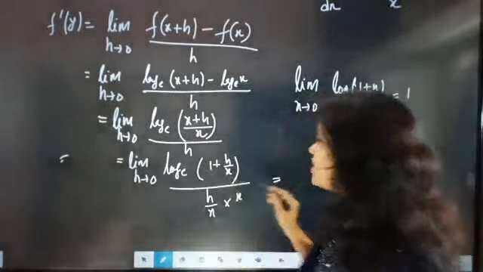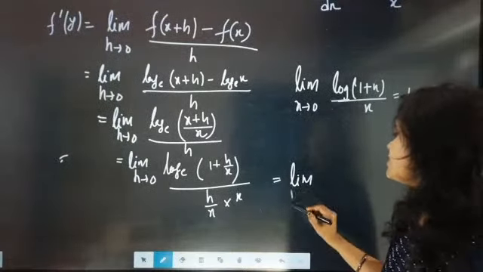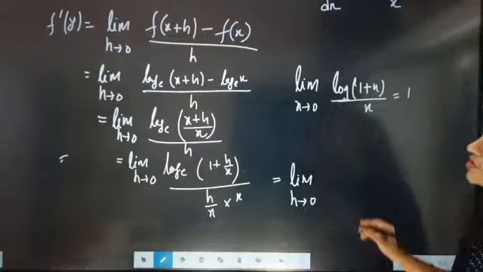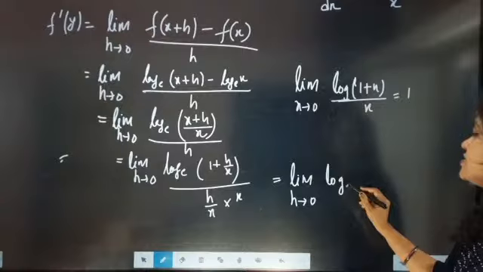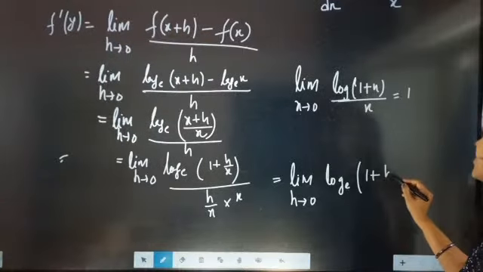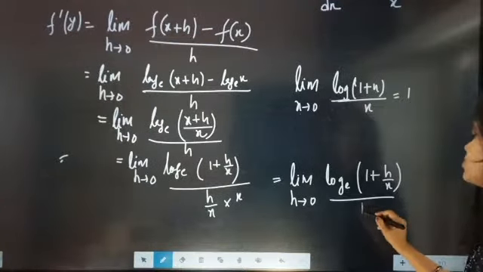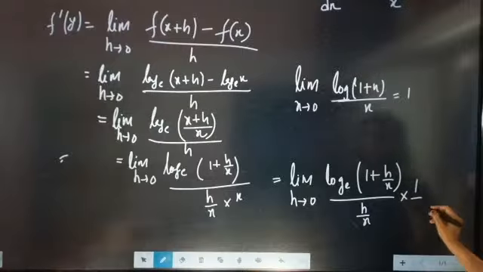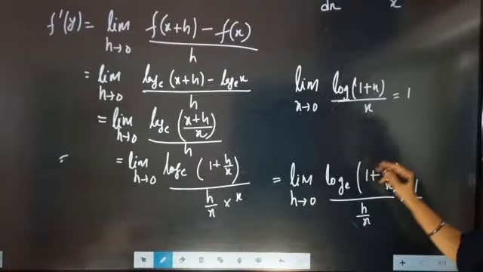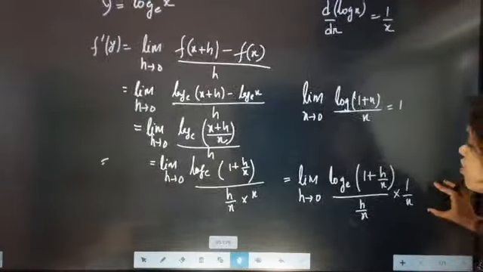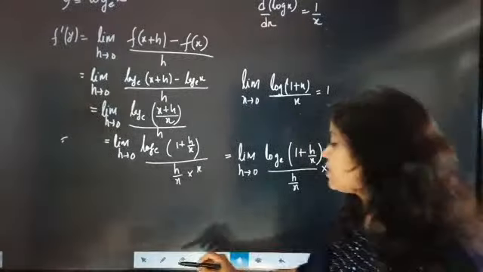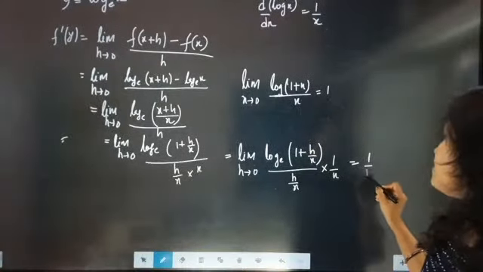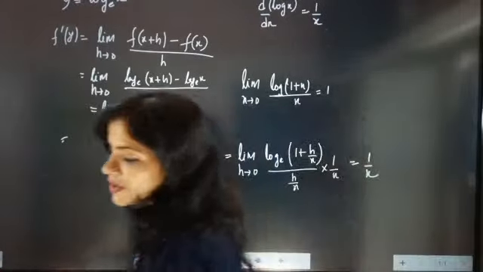Now the expression comes as limit h tends to 0, log base e of 1 plus h by x, divided by h by x, into 1 by x. Now this part will become equal to 1, so log of e 1 plus x by x will become 1. So the answer will become 1 by x.